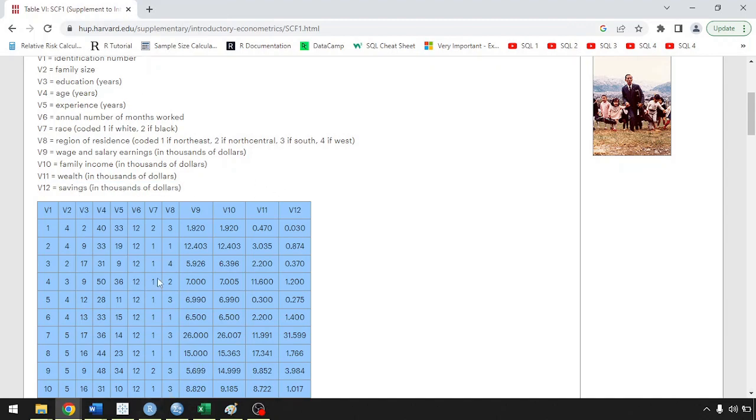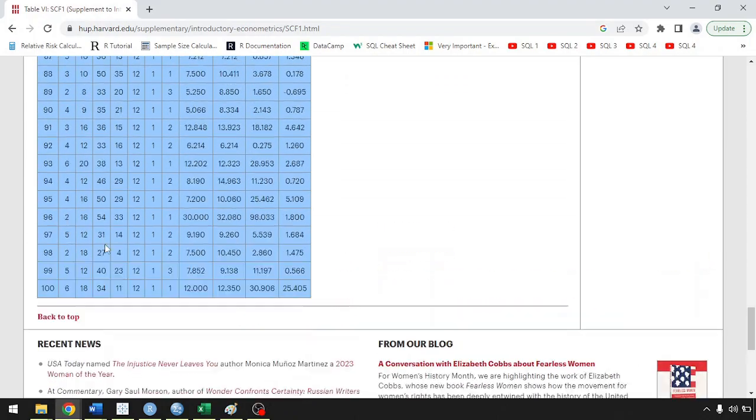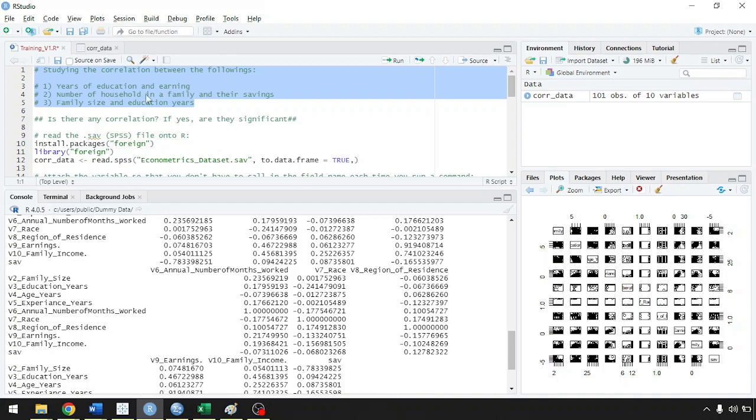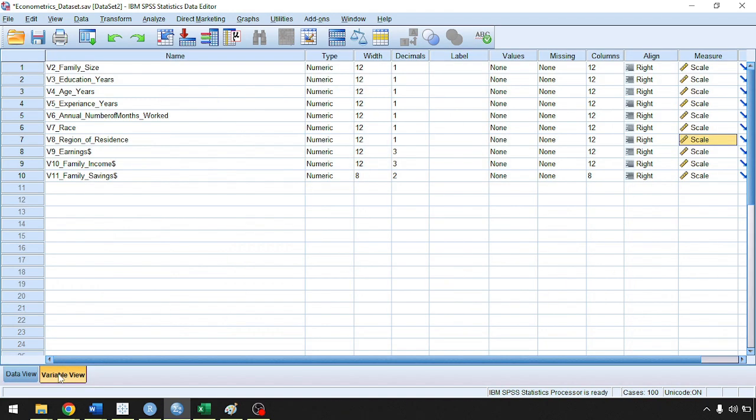So I extracted these data points, which is 90, 100, from this website onto SPSS, where I'll be performing my correlations test. Remember that all those information are numerical data, maybe except for region of residence, that may be a nominal data. Everything else is just scale. SPSS knows them as scale. It depends on the tool that you use.